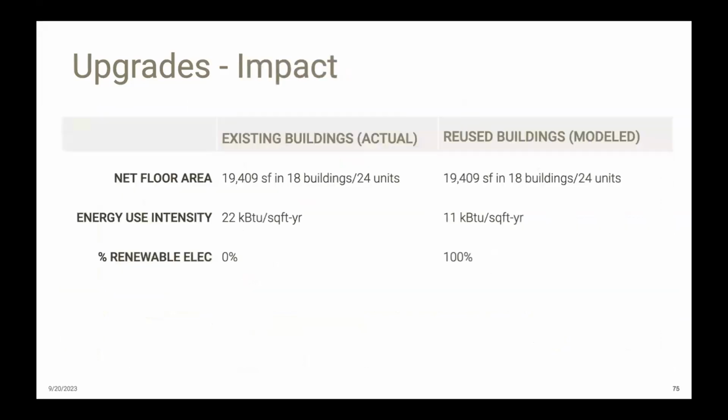Next. The modeled EUI for 18 buildings, 24 units, which total about 20,000 net square footage, is 11. And this represents about a 50% reduction over the existing collective EUI of 22. Add to that 100% renewable energy, and the project's operational carbon is reduced to 0.